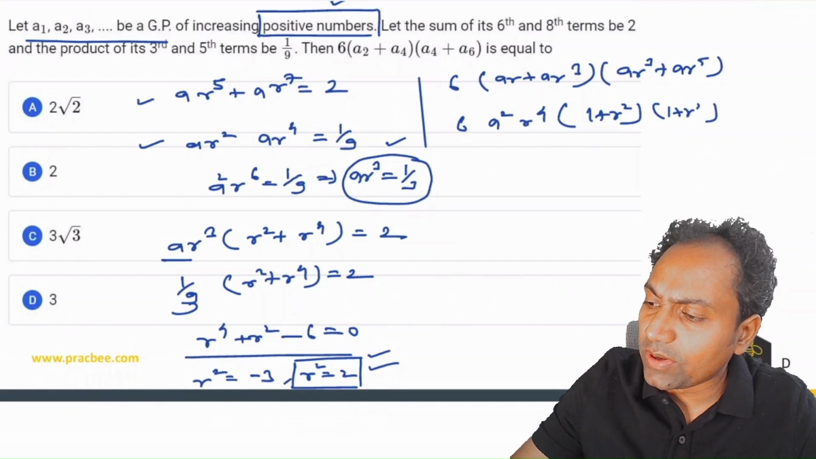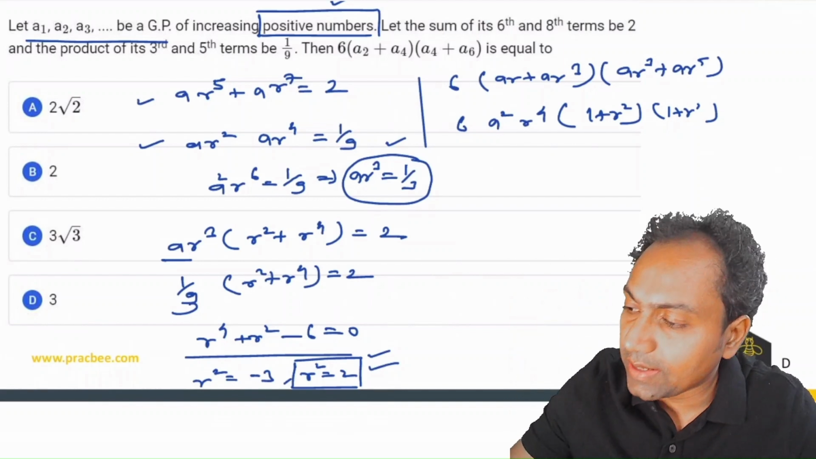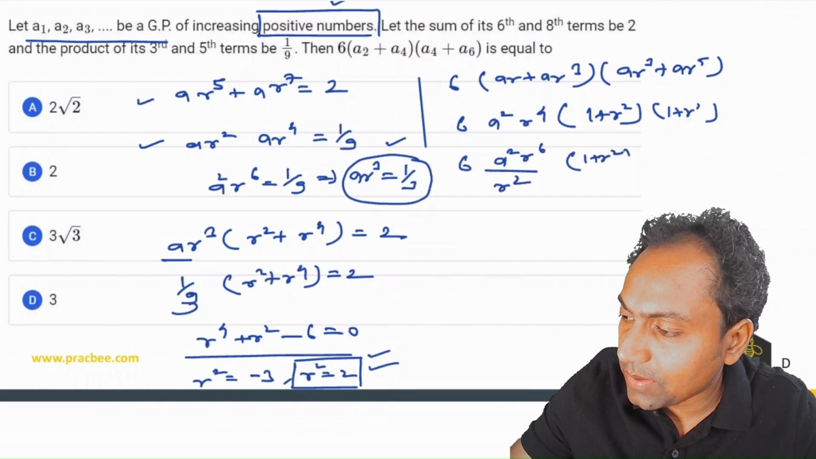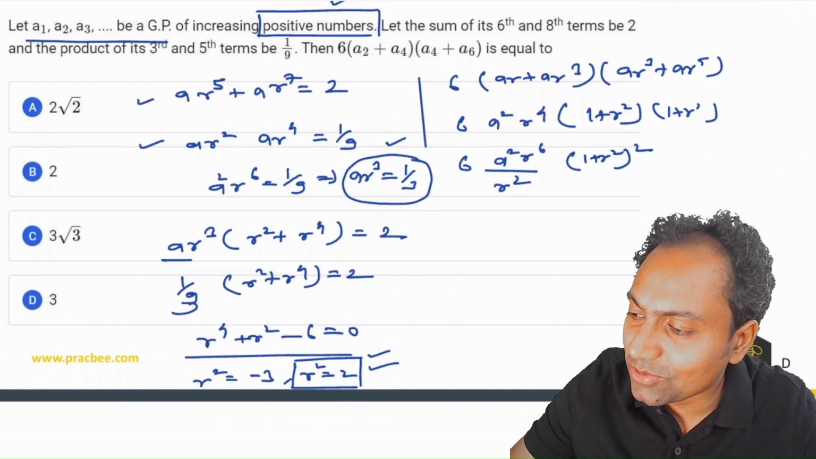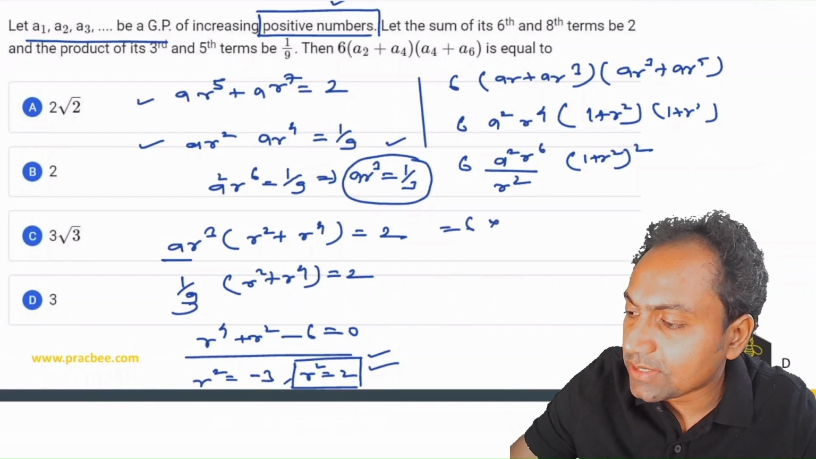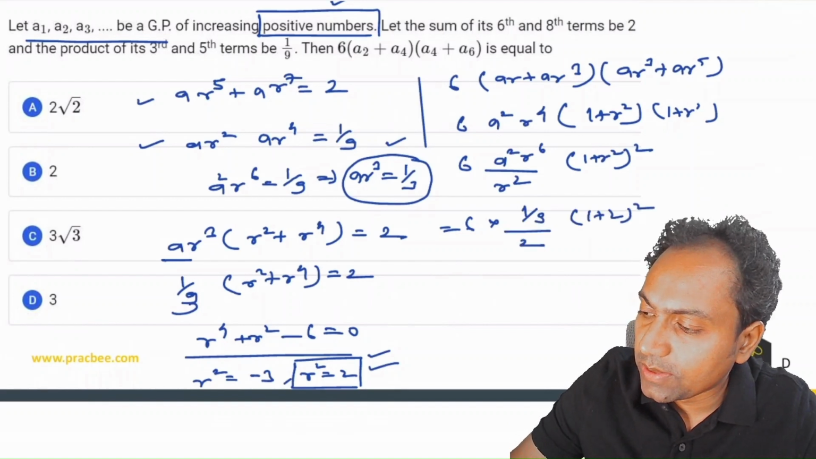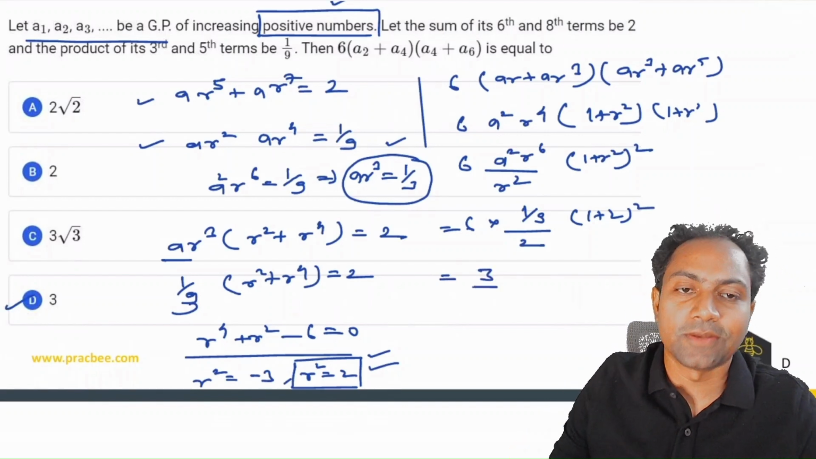Now, since I want something in the powers of AR raised to the power 3, I can take this as A square R raised to the power 6 by R square. And this will become 1 plus R square whole square. Now, what I need to do is just substitute the value and get the answer. So let us quickly do that. So 6 into, this will become 1 by 9. This will become 2. 1 plus 2 whole square. If I simplify this, it comes out to be 3. That is nothing but option D.